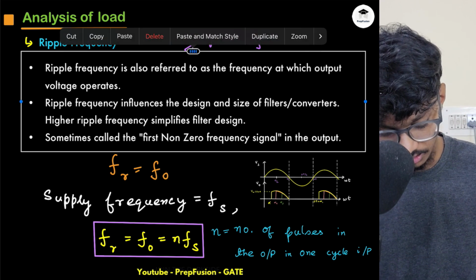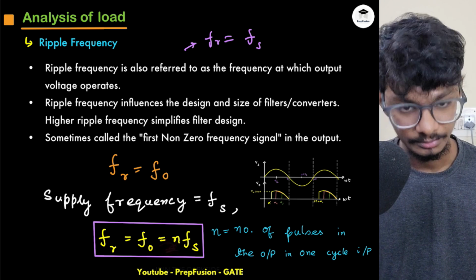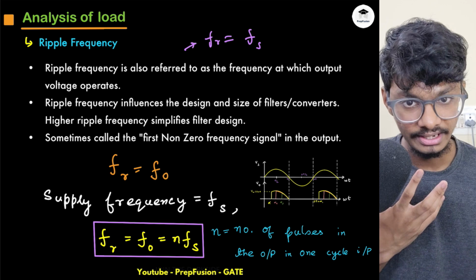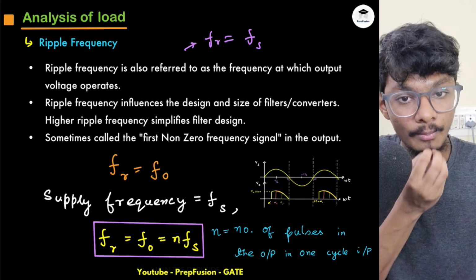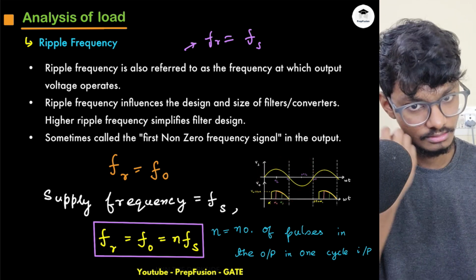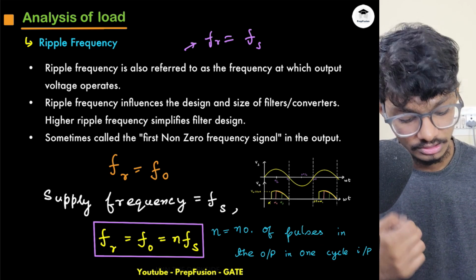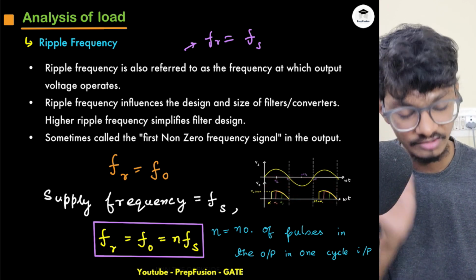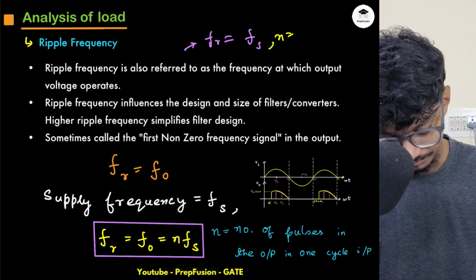Now there is a term known as ripple, like pulse number. Pulse number is basically the multiplier that is multiplied with the supply frequency to get the ripple frequency. So how many pulses am I getting at the output in one cycle of input? In one cycle of input, I am getting only a single pulse, so in this case n will be 1.